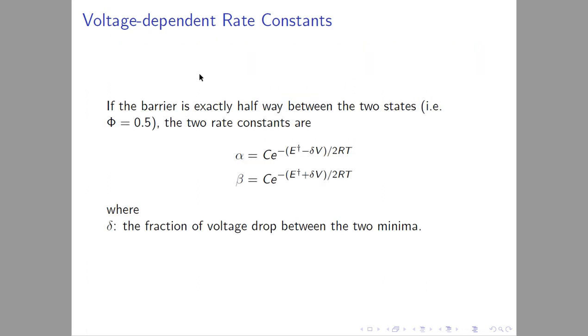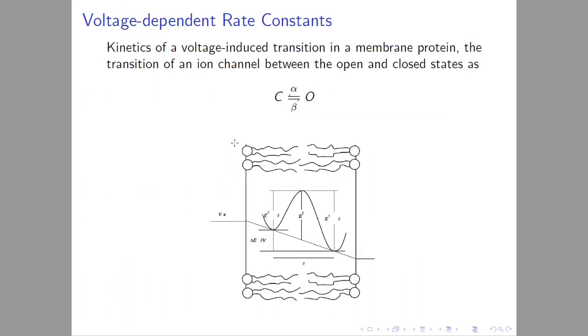If the barrier is halfway between the two states, the two rate constants are given in this equation, where delta is the fraction of voltage drop between the two minima. Let's say this is the membrane, part A membrane and part B membrane. These are the voltage drop, so we can see the different voltage between these two sides.